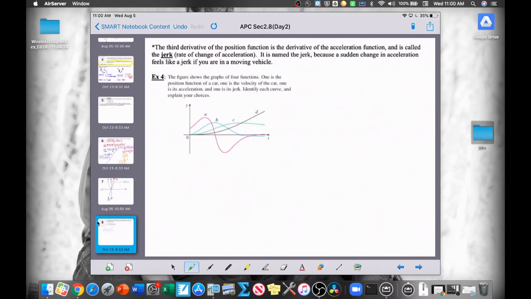Our last example today is a little bit challenging. We begin by talking about the position function again, knowing that the position function would be like our f of x. So then the first derivative would be the velocity, and the second derivative would be the acceleration. Well, we could find a third derivative of a position function, and this has a special name. It's called the jerk function, which is the rate of change of the acceleration. And it's named the jerk function because a sudden change in acceleration feels like a jerk if you're in a moving vehicle.